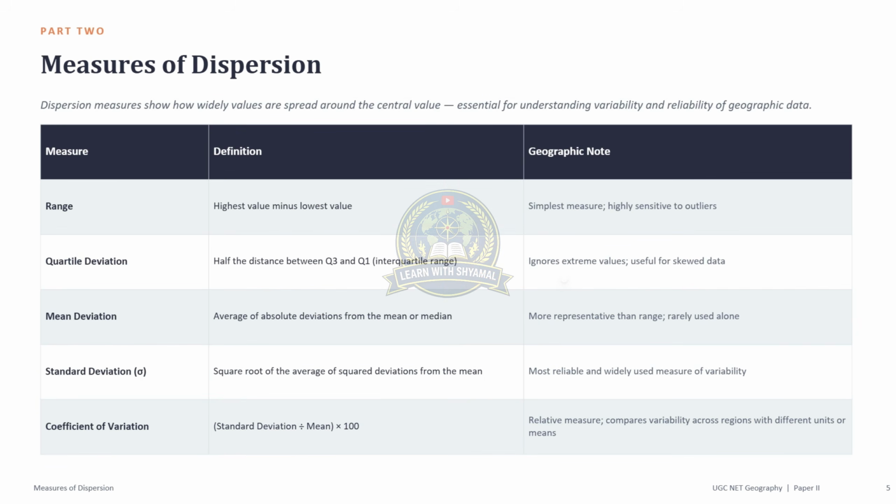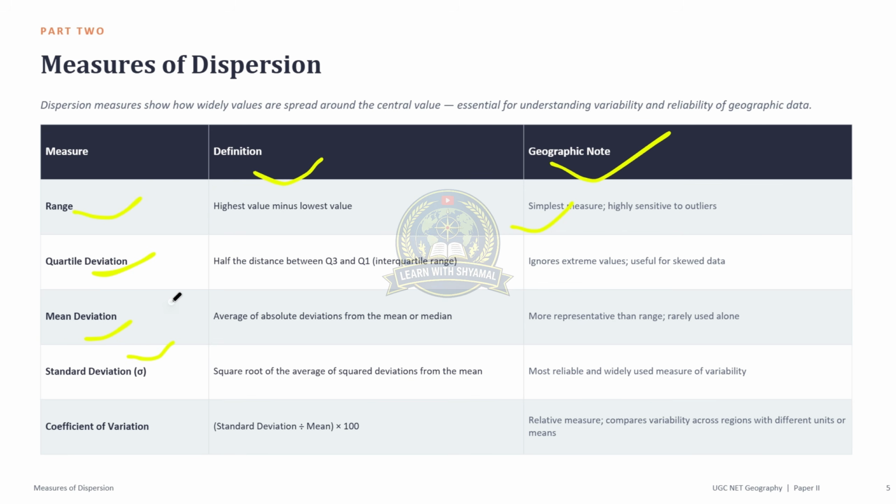Measures of dispersion. Dispersion measures show how widely values are spread around the central value, essential for understanding variability and reliability of geographic data. Measure, definition, geographic note. Range: highest value minus lowest value, the simplest measure, highly sensitive to outliers. Quartile deviation: half the distance between quartile 3 and quartile 1, the interquartile range, ignores extreme values, useful for skewed data. Mean deviation: average of absolute deviations from the mean or median, more representative than range, rarely used alone.